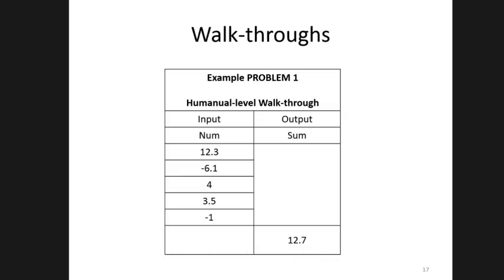The next type of walkthrough is a program-level walkthrough. This level takes into account inputs, outputs, and also variables that the computer program would need to keep track of. This type of walkthrough is covered in our next video.